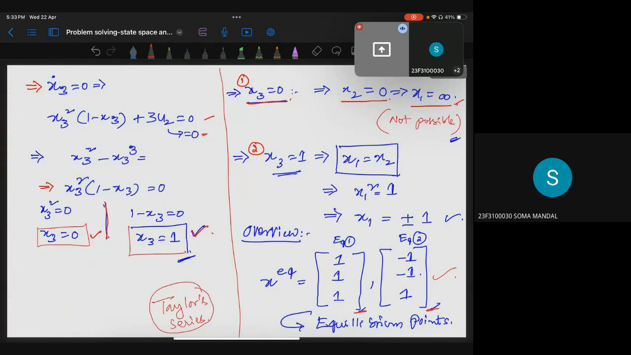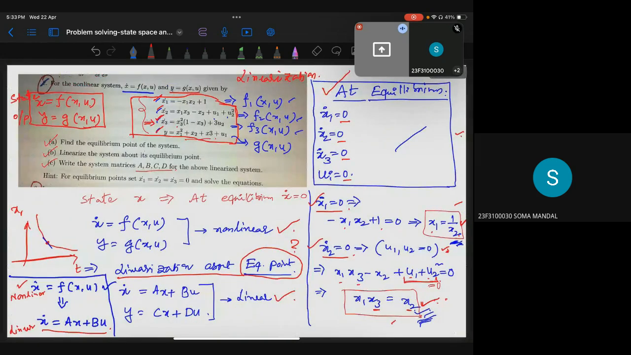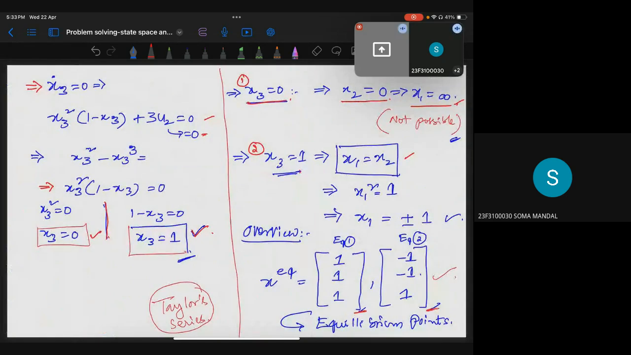Then when x3 is equal to 1, you'll get x1 is equal to x2. Why? Because x3 is equal to 1 means x1, x2, and here also 1. Okay, you'll get x1 square is equal to 1. So these are simple algebraic steps. So you'll get x1 is equal to plus or minus 1.